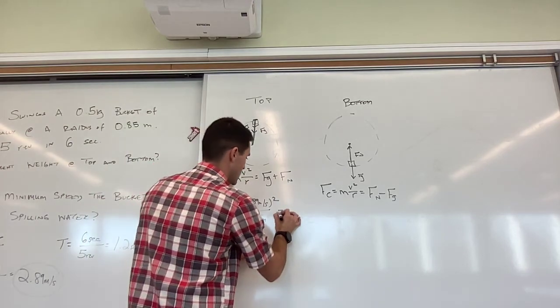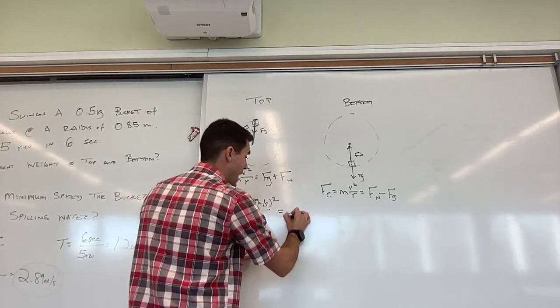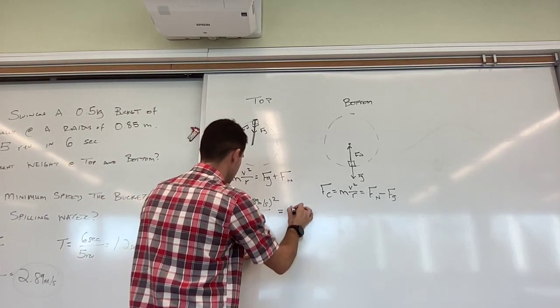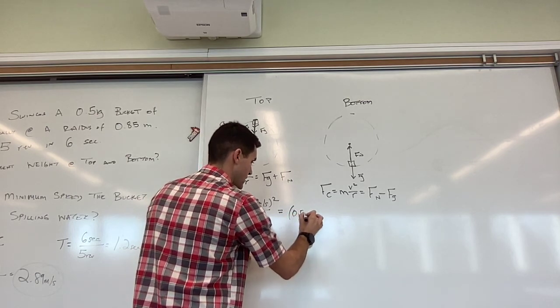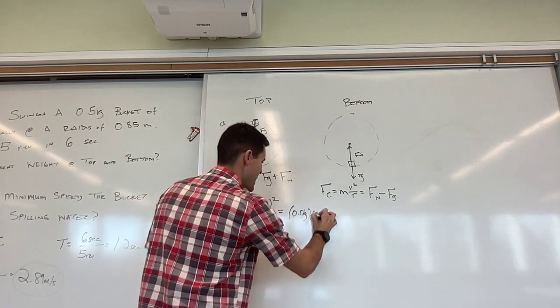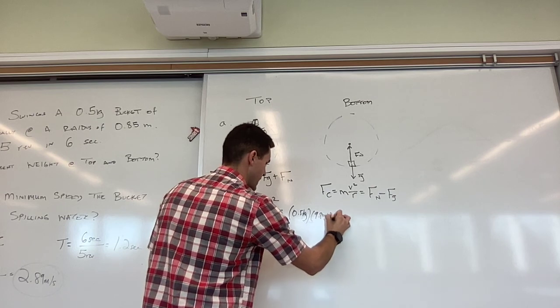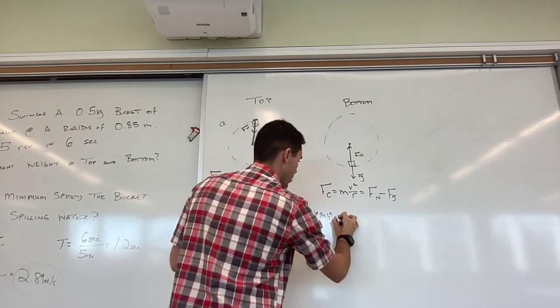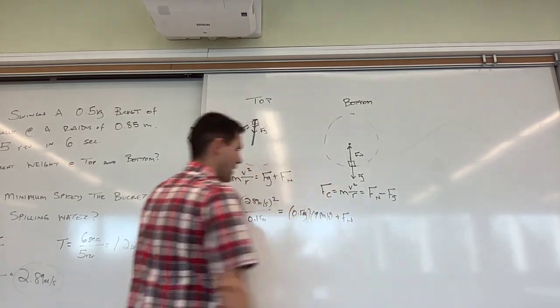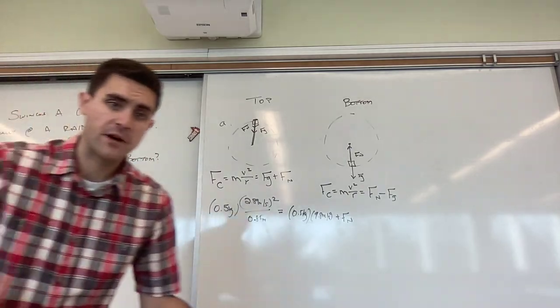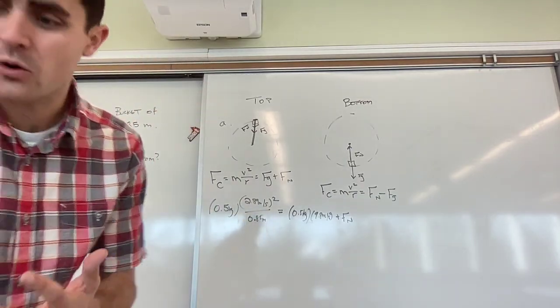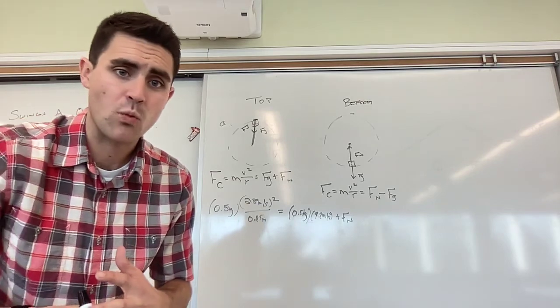Now, I need to say also mg for Fg, 0.5 kilograms, 9.8 meters per second squared, plus Fn. I only have one variable. That variable is normal force. It is my apparent weight.